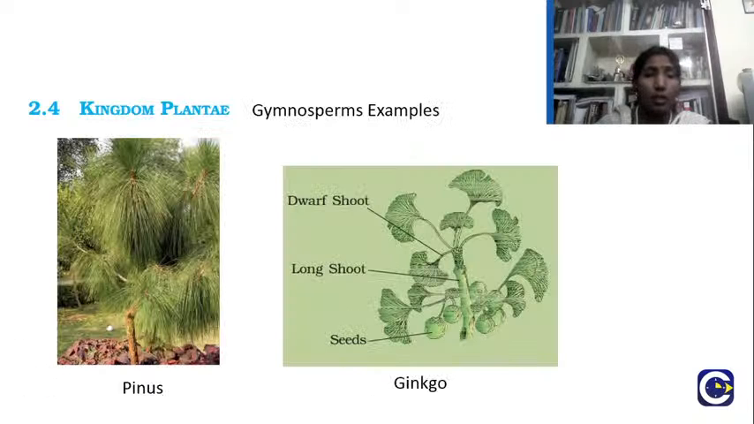Then we see here the gymnosperms. When I say gymnosperms, we have pine, Pinus, Ginkgo, and all that. They are all good examples of gymnosperms.